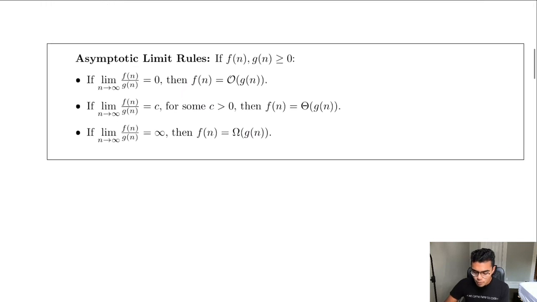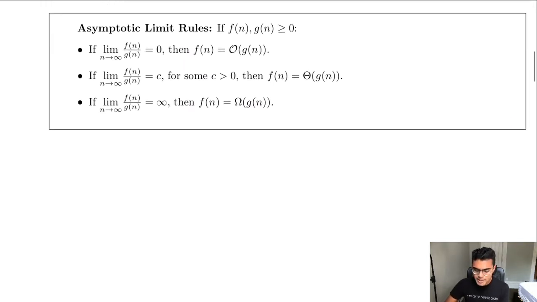In order to prove these rules, there are three key limit rules. You take the limit as n approaches infinity of f of n over g of n, and you run this for the three cases.